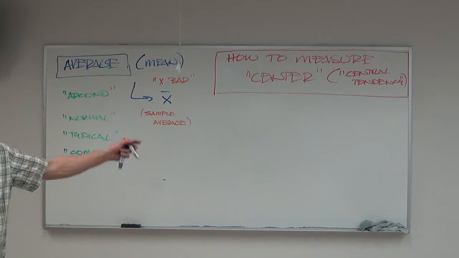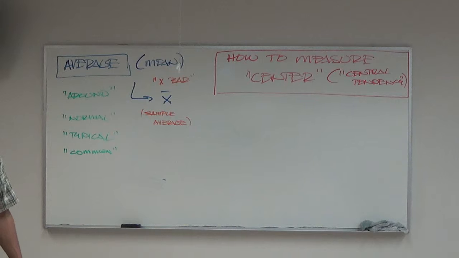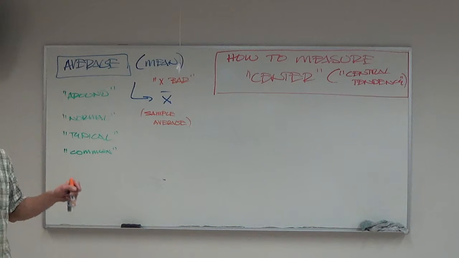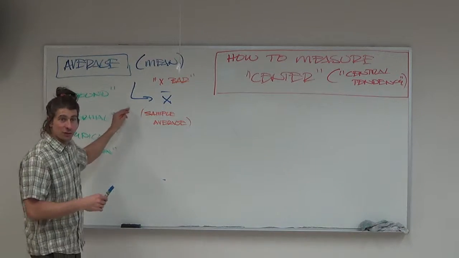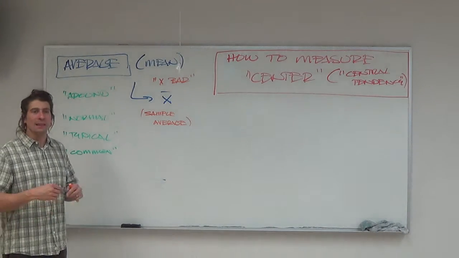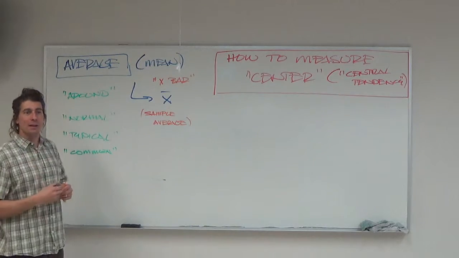What's the problem with talking about the population's average? You can't take it. You can't get it, right? Population is generally too big to actually calculate. You can calculate sample averages very readily, though. Very readily.